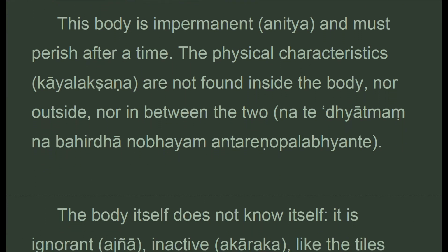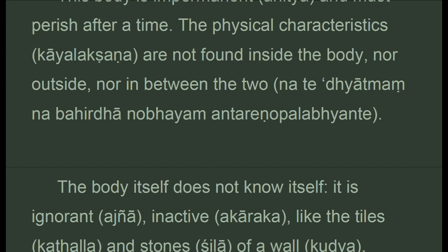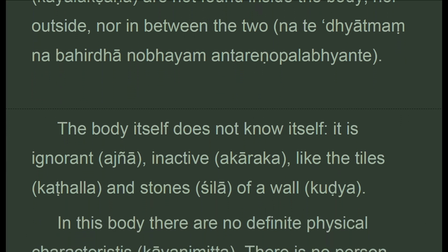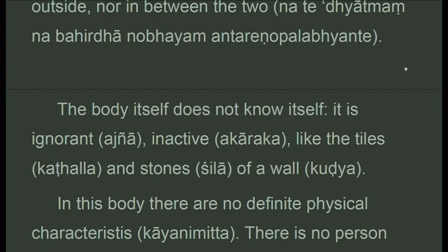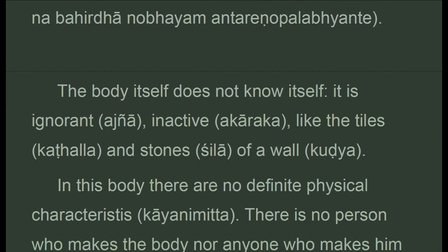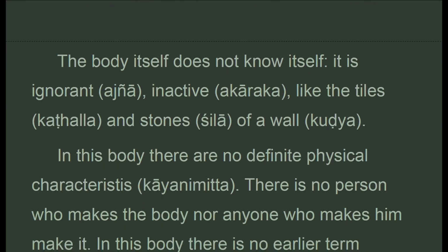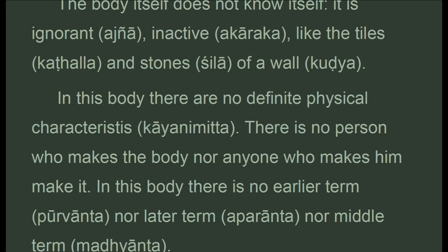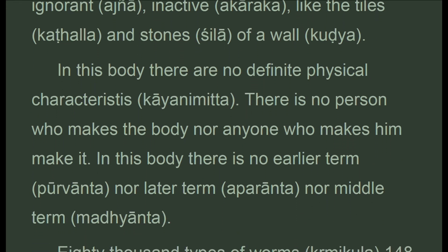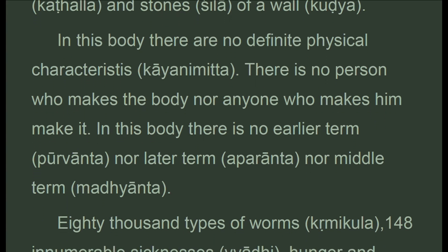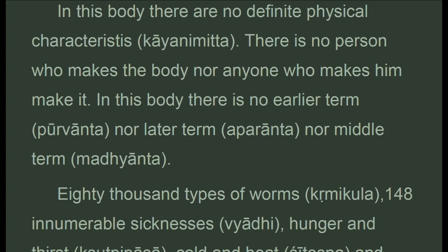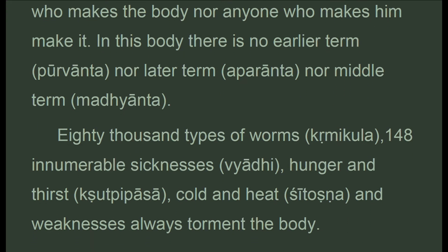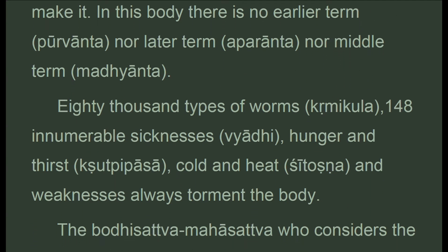The physical characteristics are not found inside the body, nor outside, nor in between the 2. The body itself does not know itself. It is ignorant, inactive, like the tiles and stones of a wall. In this body there are no definite physical characteristics. There is no person who makes the body nor anyone who makes him make it. In this body there is no earlier term nor later term nor middle term.